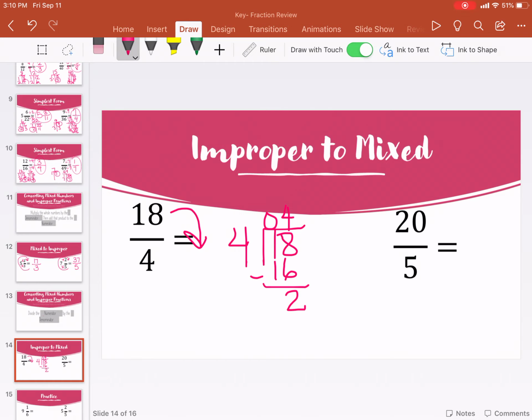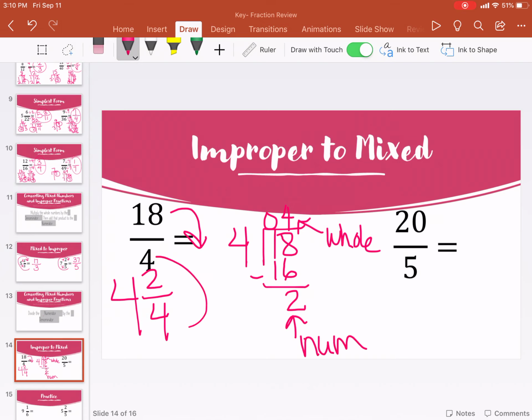So our answer is 4 and 2/4. So this is your whole number, this is your numerator, and your denominator stays the same. Okay, did you see that? The whole number is your quotient, the remainder is your numerator, and the denominator stays the same. This one we can divide both by 2, so we get 4 and 1/2 as our final answer.